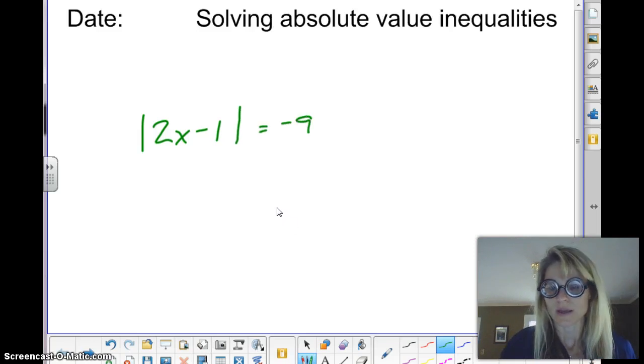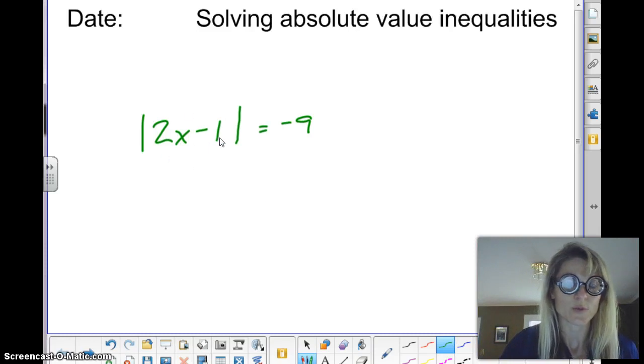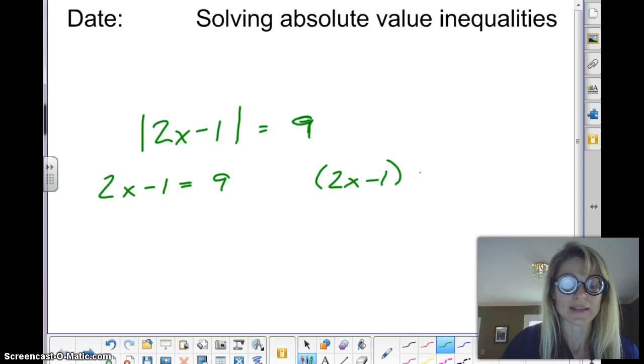Yesterday we learned how to separate that into two problems. The answer can't be negative 9, it has to be positive 9, because that would be undefined, wouldn't it? So we have one where this equals 9, but then we can also have this equal negative 9, because the absolute value of negative 9 is 9. So we break it into two parts. We do 2x minus 1 equals 9, and then we break it into finding the negative value.